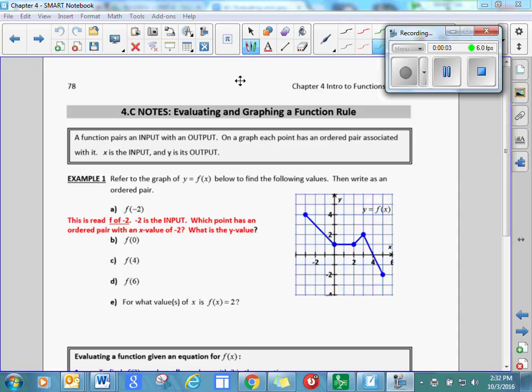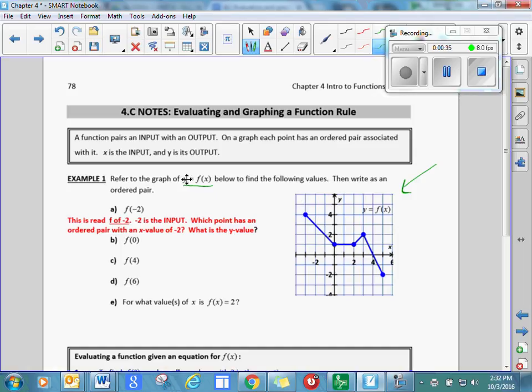Hi guys, we're on 4C notes now, page 78 in your booklet. We're going to continue talking about functions, inputs, outputs, ordered pairs, and in this particular video we're going to use a graph, this guy right here, to analyze the function at some different points where example number 1 is asking us to do. So it tells you that this is the graph right here of f of x.